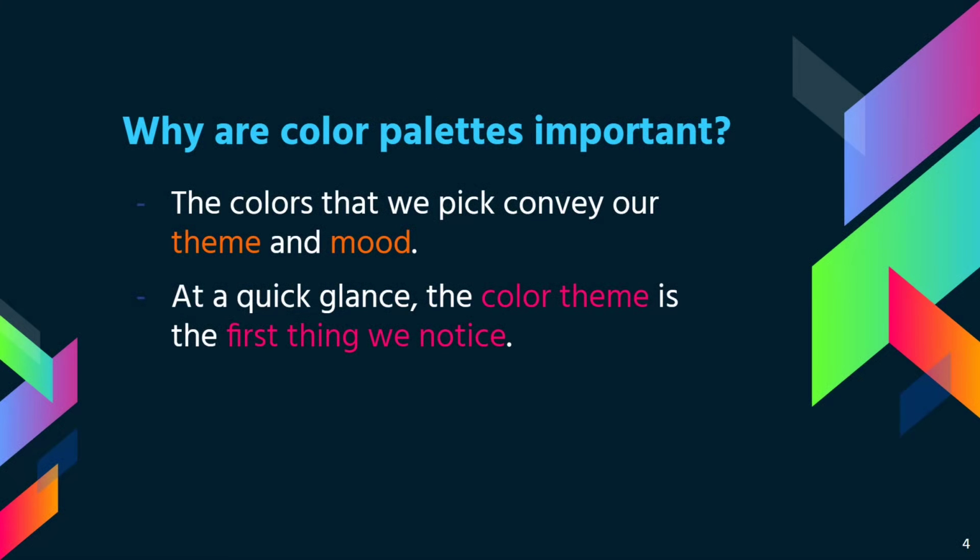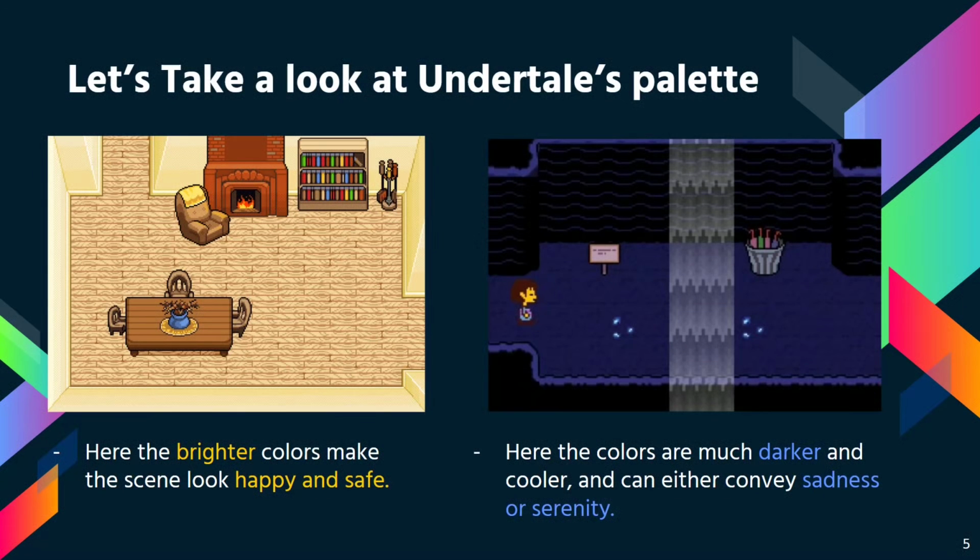Why are color palettes important? The color palettes we pick convey our theme and mood. At a quick glance, the color theme is the first thing that we notice. So if we take a look at Undertale's color palette, on the left, you can see Toriel's house. It's a lot lighter and there's a lot more warmer colors, and it makes the scene happy and safe. And on the right, the colors are darker and blue. It makes it look more cool, and it can be serene or sad.